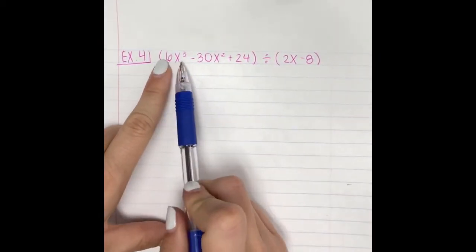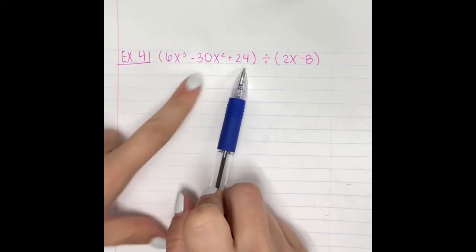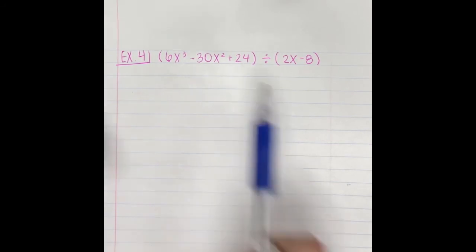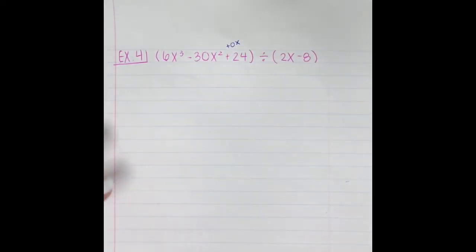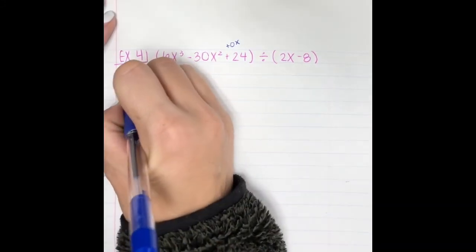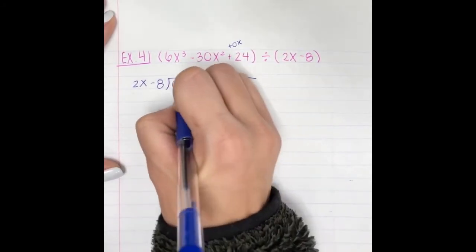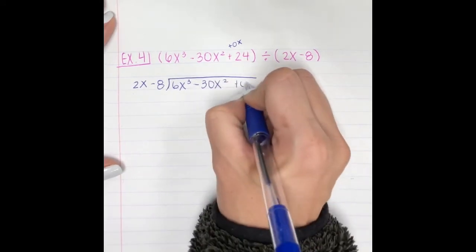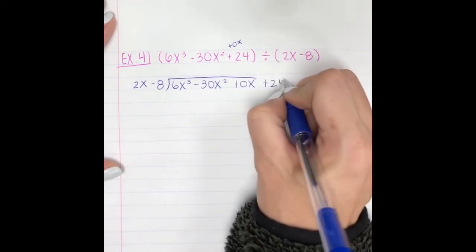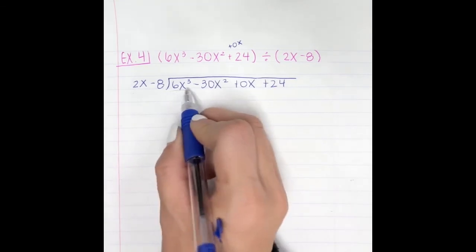If you notice, your x's go x to third power, x to second power, and then no x's. So we skipped an x again, right? So we want to put in a placeholder of 0x. So we're going to be 2x minus 8 divided into 6x cubed minus 20x squared plus 0x plus 24. Okay, and step 1 is to divide your leaders.